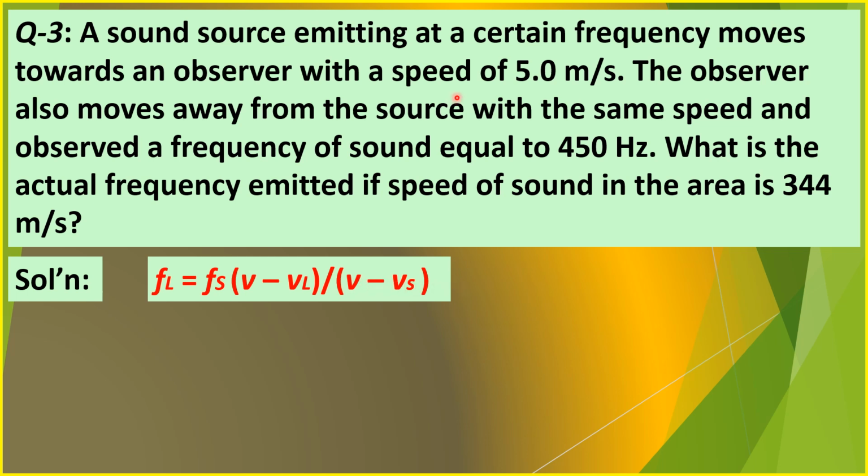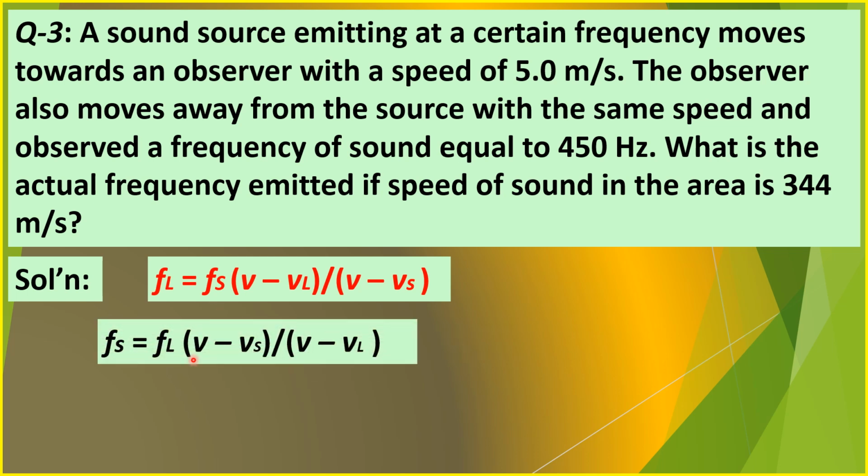But what is being asked actually is the actual frequency Fs, not FL. FL is actually given, and Fs is the unknown variable. So we isolate Fs and come up with this working equation. Fs will be equal to FL multiplied by V minus Vs divided by V minus VL.